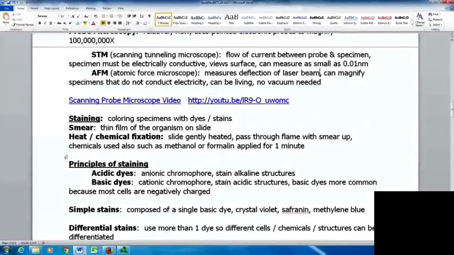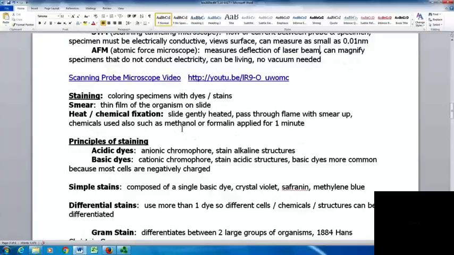Staining is really important with microscopy. We color the specimens with various dyes or stains. Your smear is the thin film of the organism that is placed on the slide. When people first start doing things in microbiology, sometimes there is a tendency to create smears that are relatively thick. A thin smear is going to be more useful. It will actually allow you to see the entire cell. If the smear is too thick, you have multiple cell layers on top of each other.